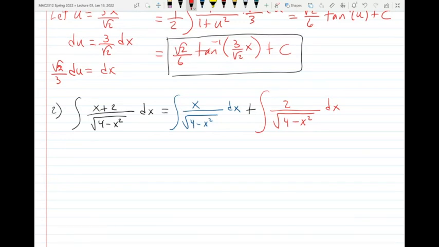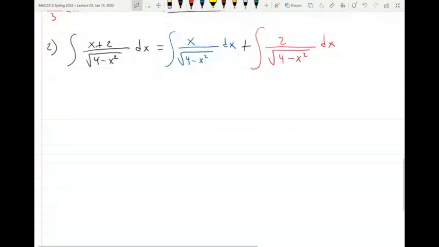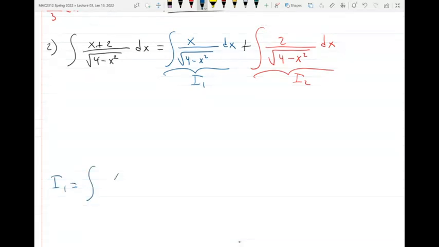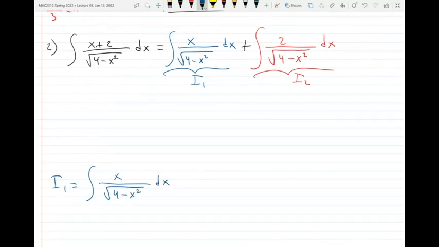Are we okay here? All right, and just so we don't have too much going on, I'm going to take the first integral, calculate it, then I'm going to take the second integral, calculate it, and then we put the answer back, which is the sum of the two. Okay? So, let's call this one integral 1, and this one will be, of course, integral 2. So let's worry about integral 1 now. So that's the integral of x over square root of 4 minus x squared.